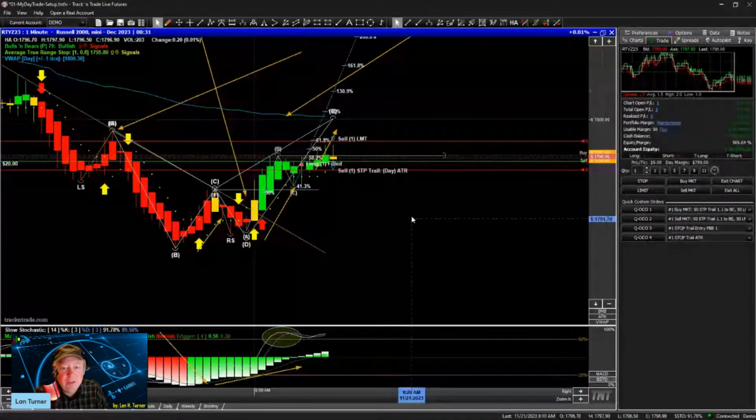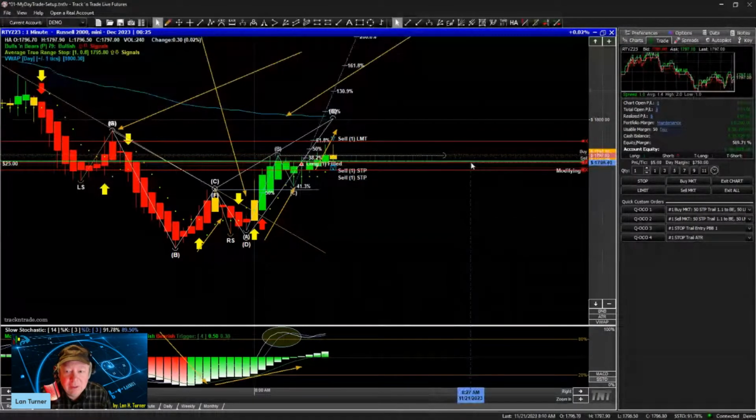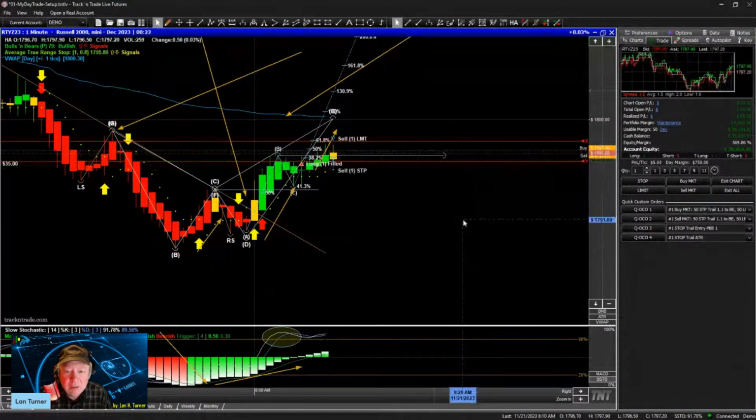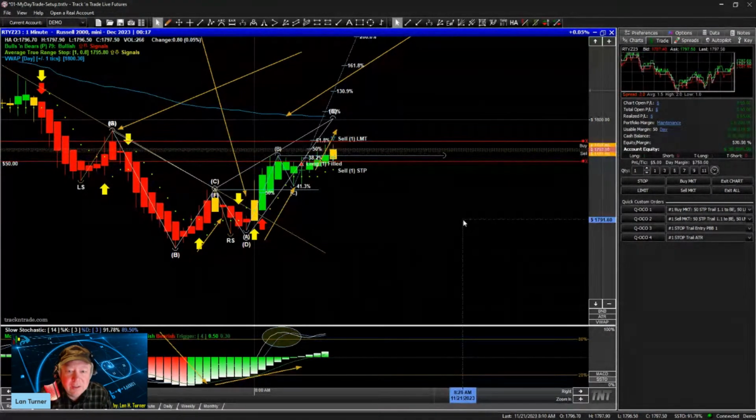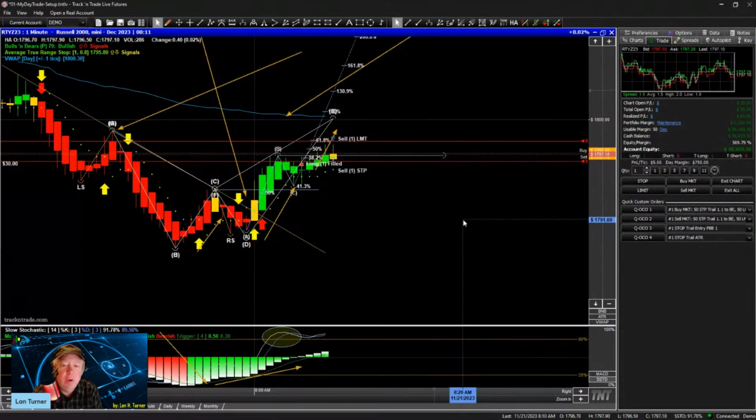Getting a little sad right here. I'm going to move this stop. I don't want to take a loss. I'm going to put it right at break even. If it takes us out, at least it won't wimp out on us. Come on, push up there and hit the limit. And then we'll go over and talk about stocks. Come on, we want to talk about stocks.